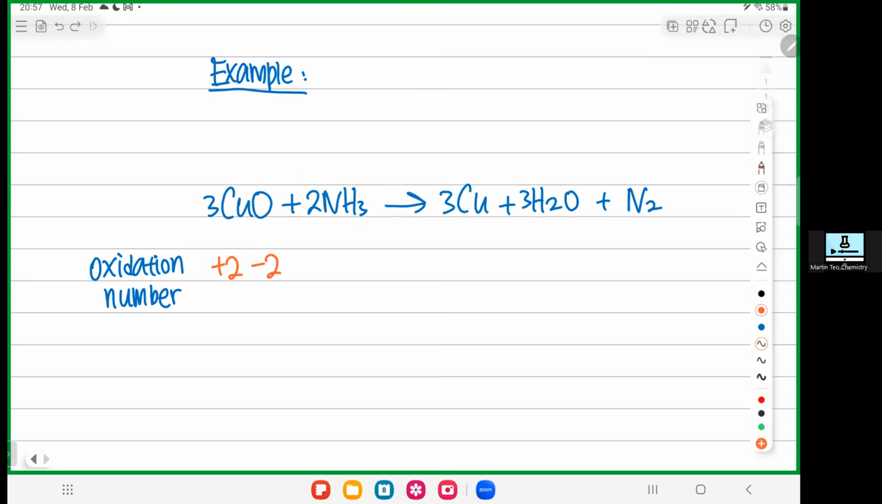Ammonia. My question, do we know the oxidation number for nitrogen using the 4 rules? Yes or no? My question to you all: can we find the oxidation number of nitrogen using the 4 rules that we learned? Yes or no?